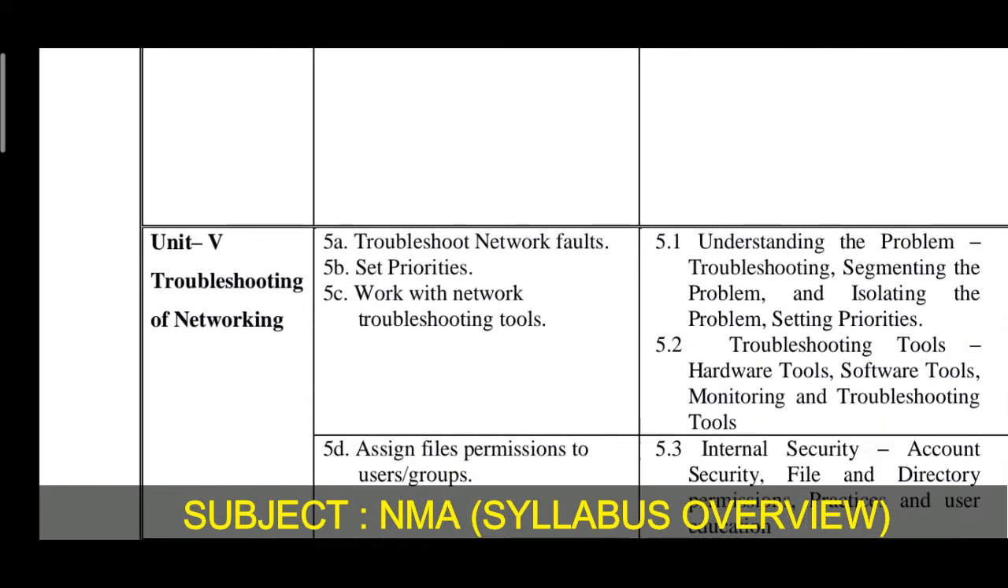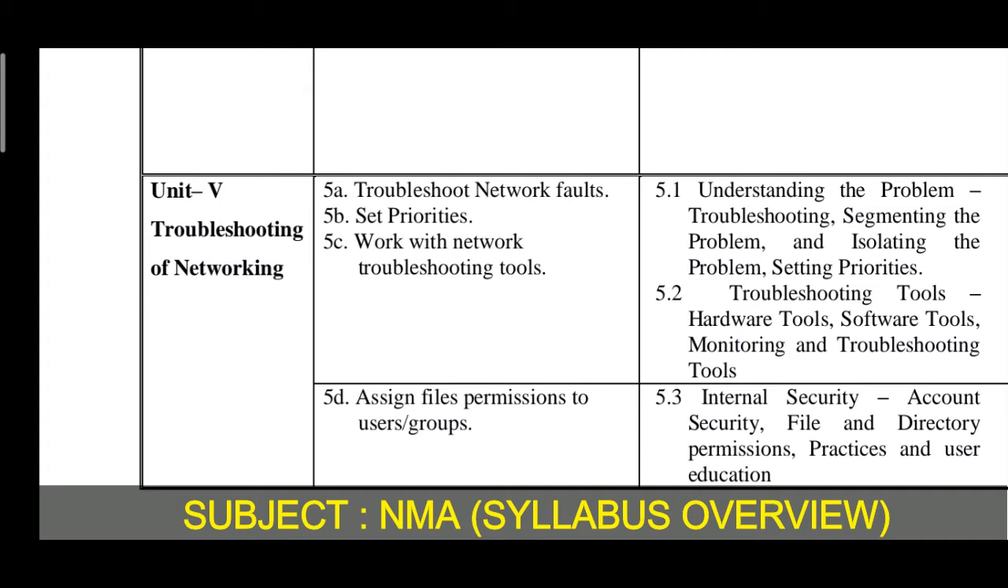Here is chapter number 5, troubleshooting of networks. So troubleshoot network faults, set priorities, work with network troubleshooting tools, assign file permissions to user groups, and internal security troubleshooting tools, related hardware and software monitoring, as well as isolating the problem, setting priorities, segmentation problems, and so on. So in this type of network troubleshooting, we have to troubleshoot the networking.